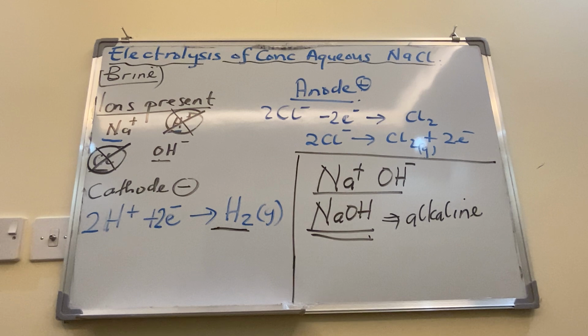Okay, right. So this is the explanation for the apparent observation of the fact that when we carry out electrolysis of concentrated aqueous sodium chloride, we are going to have bubbles being observed at both the cathode and the anode. This is due to the presence of hydrogen by the cathode and chlorine by the anode.